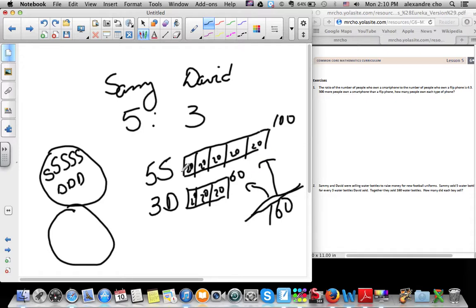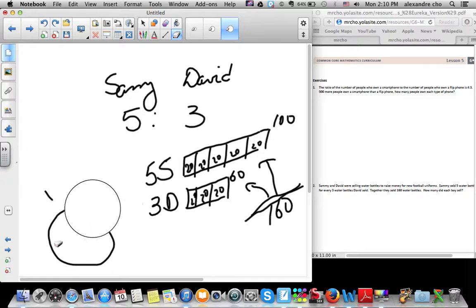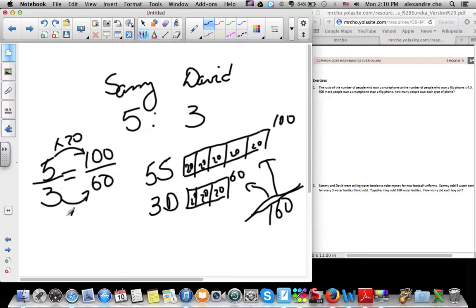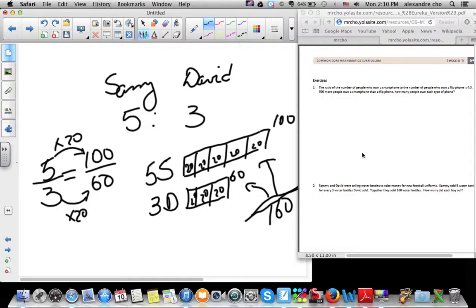Okay, if you want to double check your work to make sure that they are correct, you can check as long as they're proportional to each other. So you have your original ratio, which was 5 to 3, 5 that Sammy sold and 3 that David sold. Let's see if that's proportional to 100 over 60. Relationship times 20, also times 20. Yes, they're proportional to each other, and yes, this answer is correct.